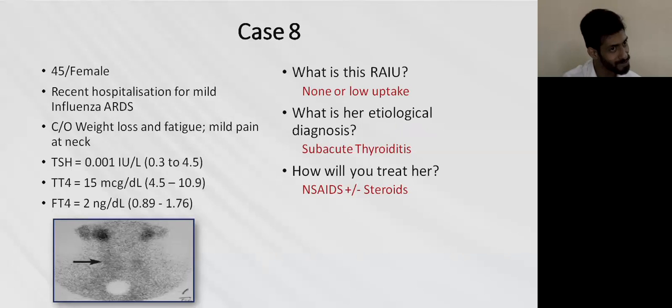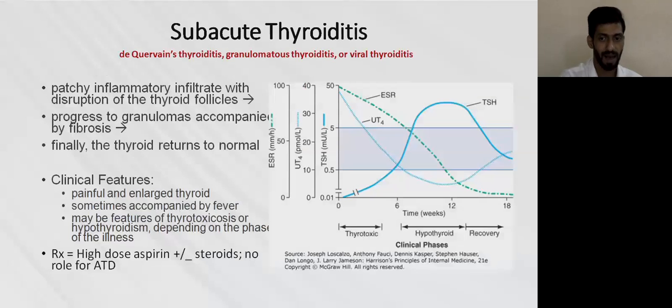Do not give anti-thyroid drugs to patients with subacute thyroiditis. You break the normal natural course of the disease, where they gradually become hypothyroid, to a much earlier dip into hypothyroidism. Okay. That's a picture.